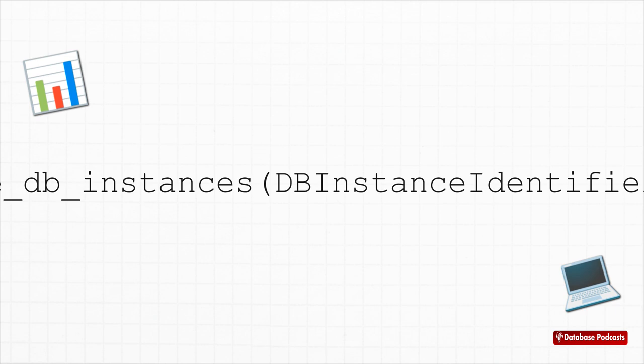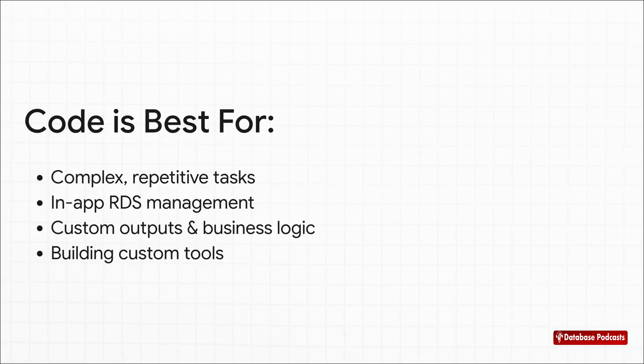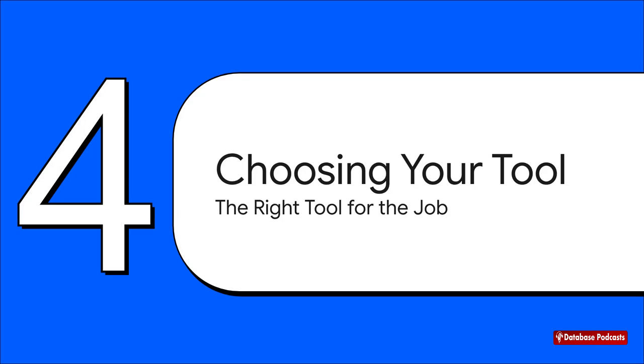And this is where the magic is. You can trigger administrative actions, like rebooting an instance, straight from your application's code. This lets you build these incredibly complex self-healing systems that respond to problems automatically, all based on your own custom business rules. So without a doubt, programmatic control is the way to go when you need to integrate RDS management deep inside your applications, when you're creating workflows with really complex logic, or when you're building your own custom tools for monitoring and management.